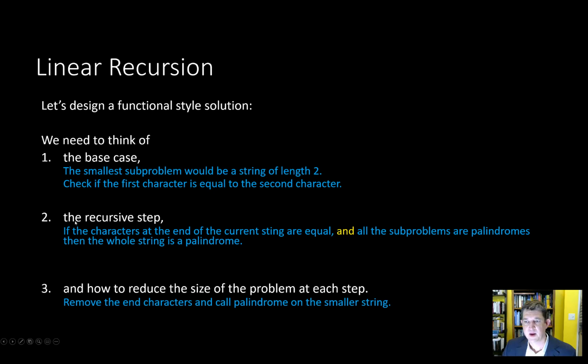The recursive step: if the characters at the ends of the current string are equal, and all the subproblems are palindromes, then the whole string is a palindrome. So if we start off with a simple base case of 2 characters, the next smallest size problem would be to add one more character onto each end of the string. So instead of a string of 2 characters, we'll have a string of 4 characters. And we can just check to see whether those new characters are also equal. And if they're equal, and the base case is true, so the innermost characters were also equal, then the whole thing is a palindrome.